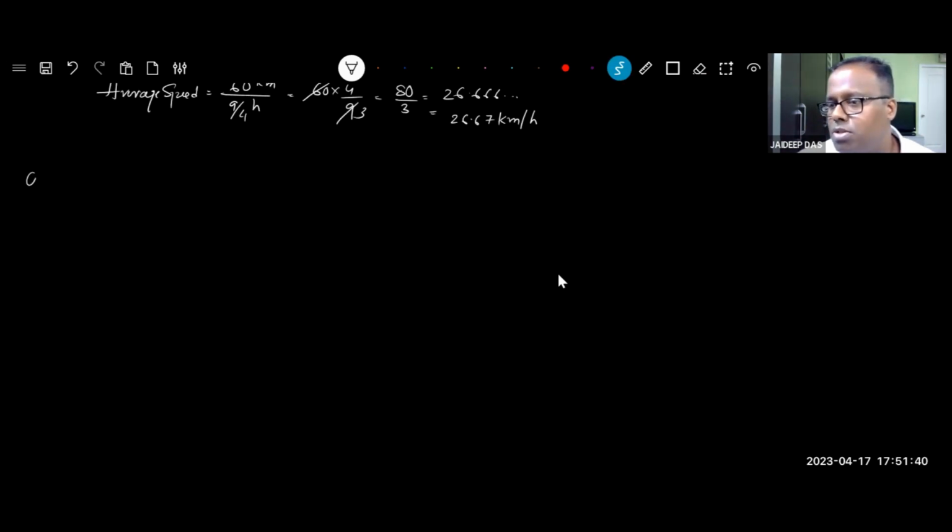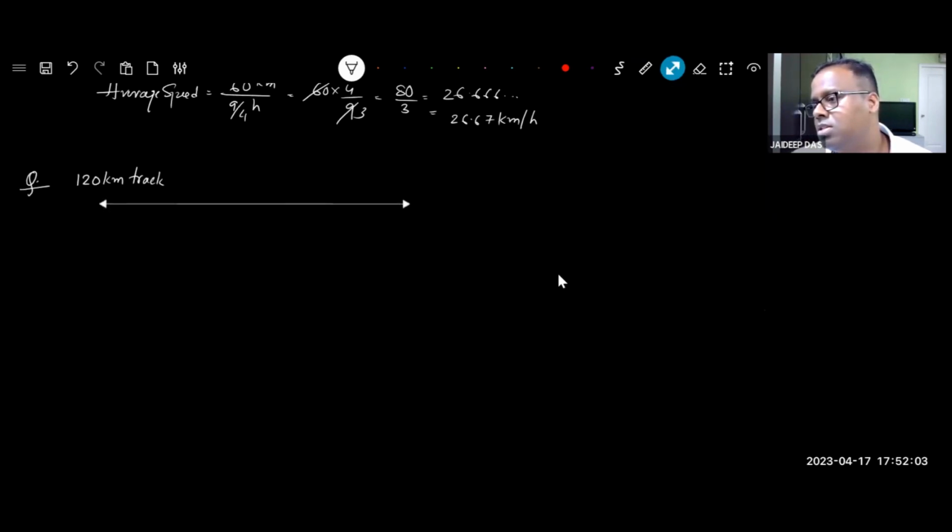The next problem is a very interesting one. Okay, let's take this problem now. You have a 120 kilometer track. First, understand the problem. You have a 120 kilometer track. Let me draw the track first. This is a 120 kilometer track.